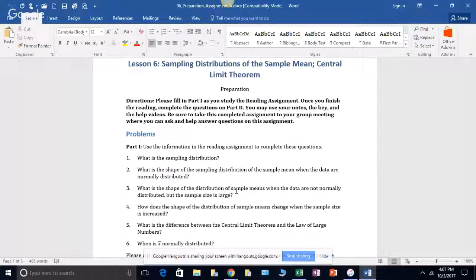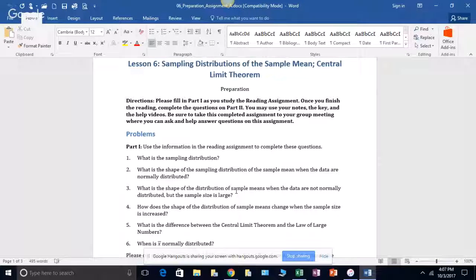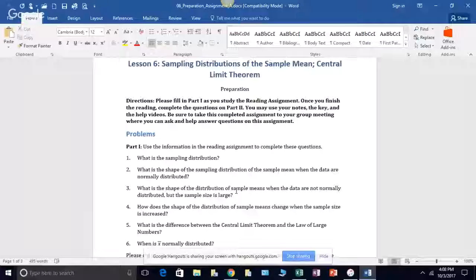Okay. What is the shape of the distribution of sample means when the data are normally distributed, but the sample size is large? From what I read, approximately normal. Yes, and I don't understand exactly why it's called approximately normal. Is it because it's not normal, but because the size is so large, it becomes approximate? Yes. Okay. All right, that's exactly it.